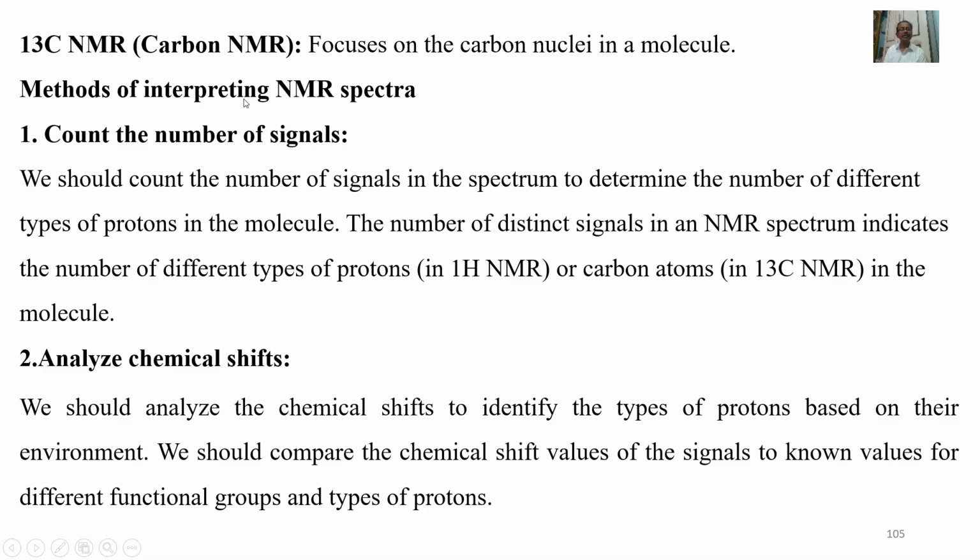Methods of interpreting NMR spectra. 1. Count the number of signals. We should count the number of signals in the spectrum to determine the number of different types of protons in the molecule. The number of distinct signals in an NMR spectrum indicates the number of different types of protons or carbon atoms in the molecule, in 13C NMR as well.